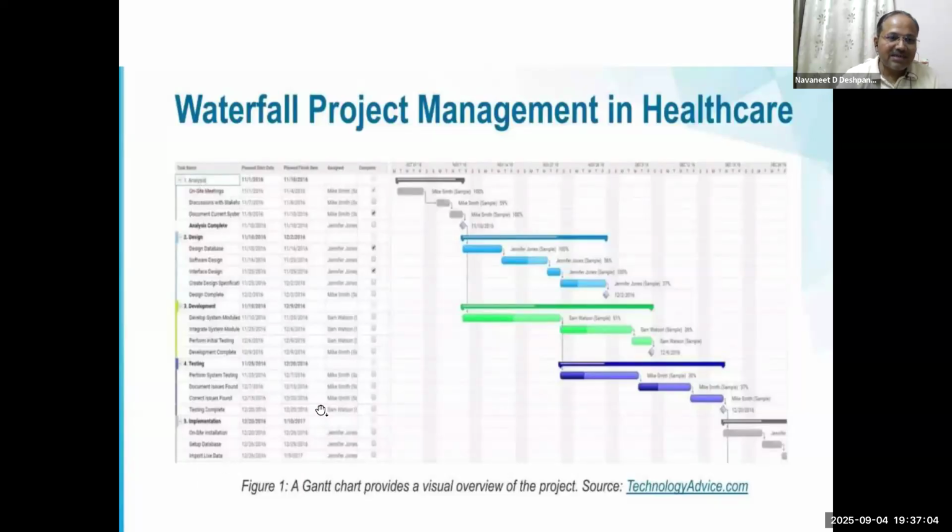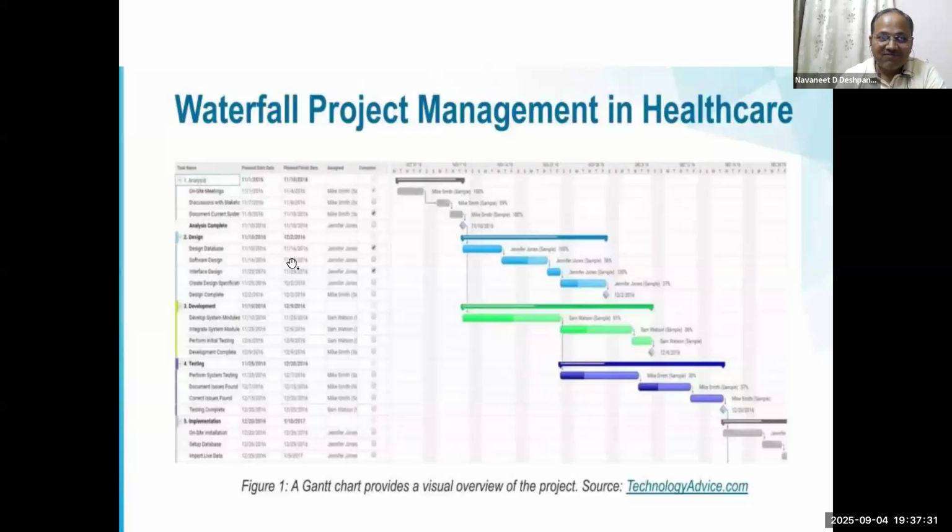So there are basically 5 phases: the analysis phase, the design phase, the developmental phase, the testing phase, and the implementation phase. In this waterfall project management, once you are completely done with the analysis phase, only then can you enter into the design phase. That's how it normally functions. But we are going to see in subsequent slides why this may not be the only case in every hospital. There may be other ways of doing things.